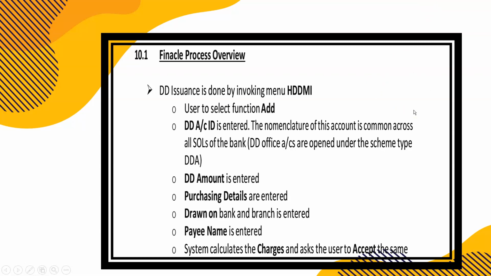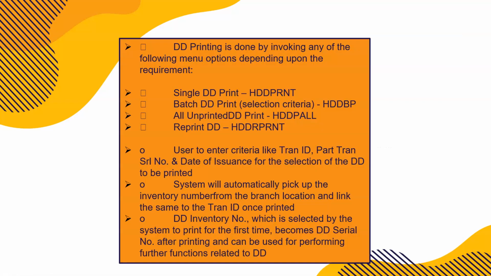The nomenclature of this account is common across all the SOLs of the bank. So this is given by the data center of the particular bank. It is common in all the banks, right? DD amount is entered, purchase details are entered, drawn on which bank branch is entered, payee's name is also entered there, right? And charges, and accept the same there.